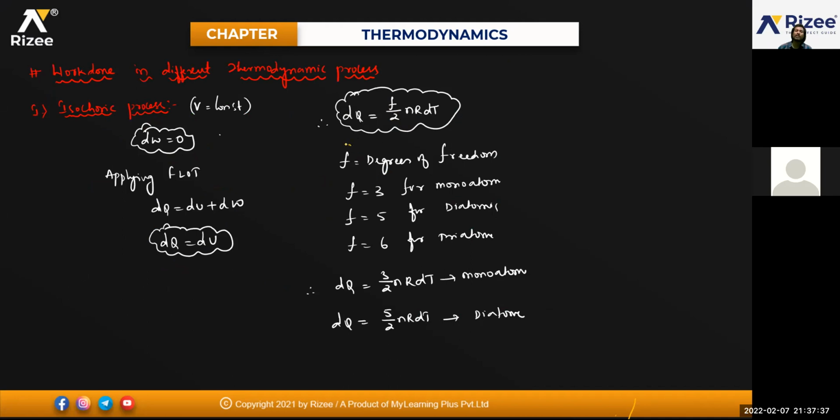F is known as the degrees of freedom. For a monatomic gas, it is 3. For a diatomic gas, it is 5. And for a triatomic gas, it is 6.